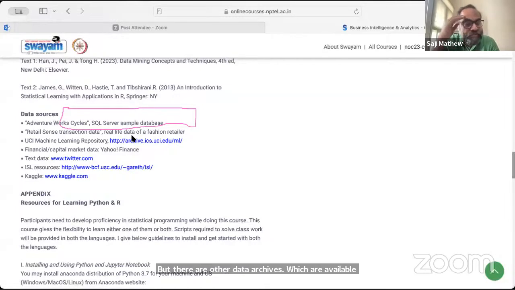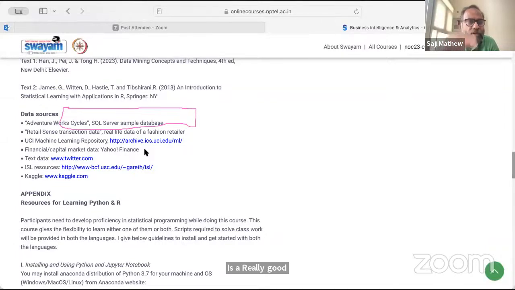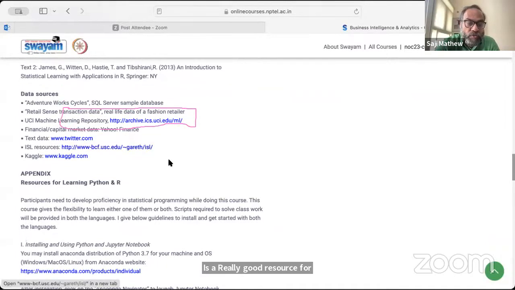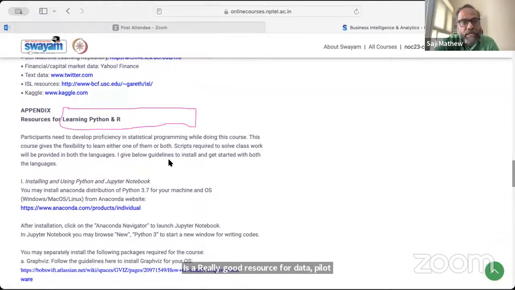For example, the University of California, Irvine Machine Learning Repository is a really good resource for pilot data sets. Kaggle is another source for pilot data sets for learning analytics.